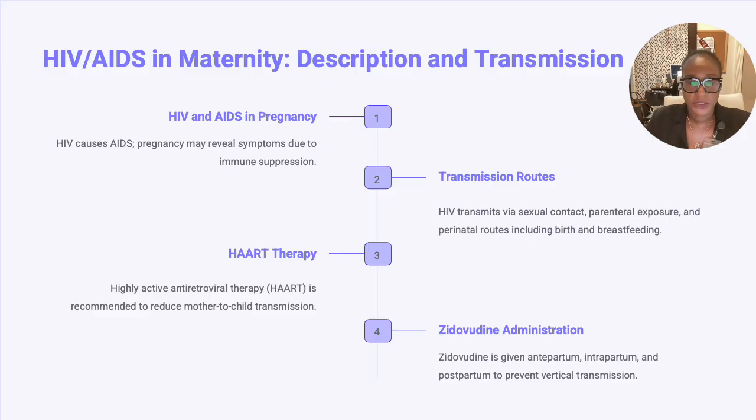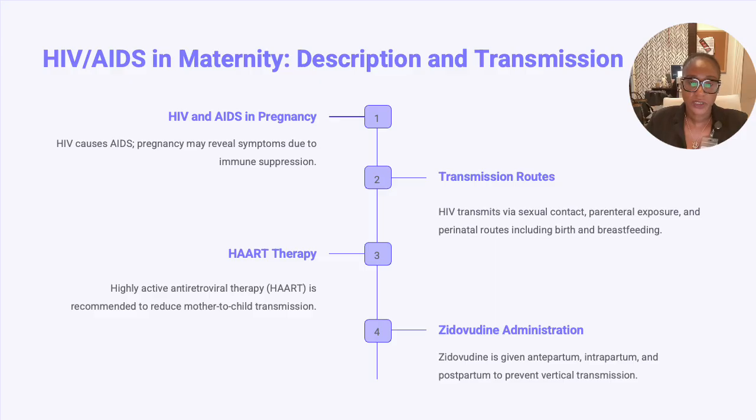A 3 drug combination is utilized as part of the treatment process. We call this HAART, H-A-A-R-T. It stands for highly active antiretroviral therapy, which is monitored by infectious disease specialists. It's recommended to reduce mother to child transmission. So basically they utilize this to help reduce the transmission from mother to child.